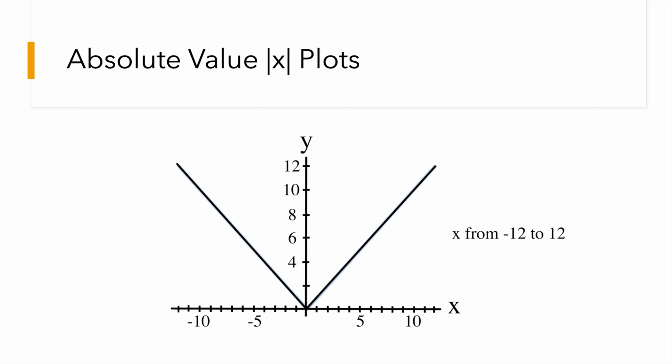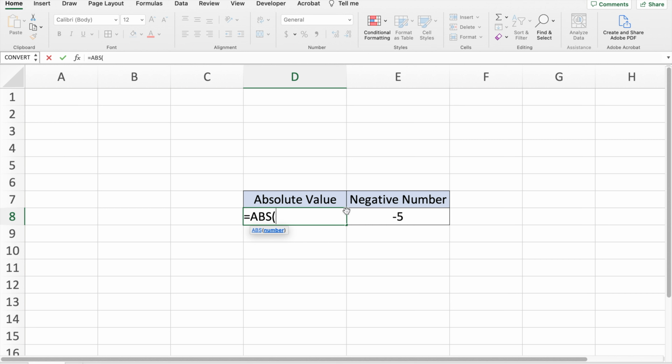To manually input the ABS function, follow these steps. Click into a cell and type =ABS. Open a set of parentheses. Select the cell containing the number for which you want to find the absolute value. Close the parentheses to complete the function.